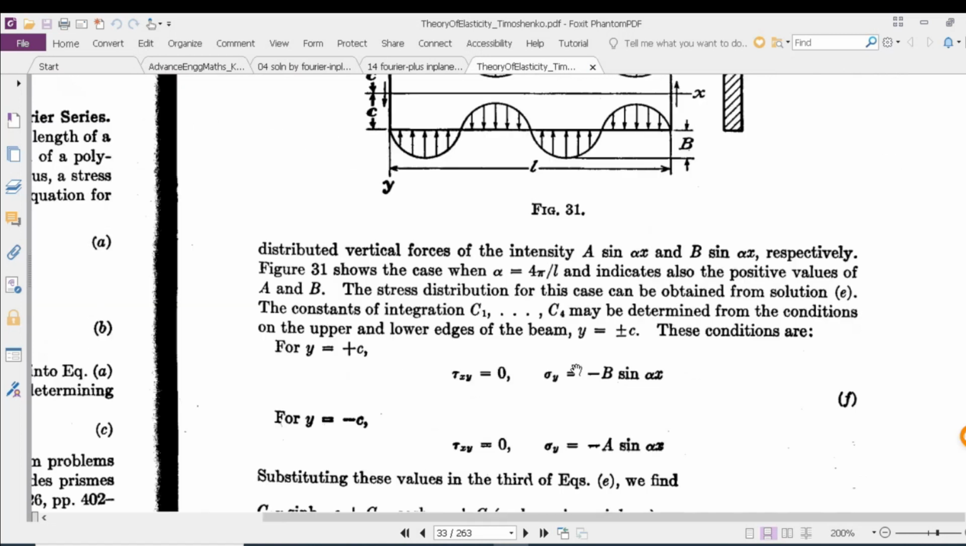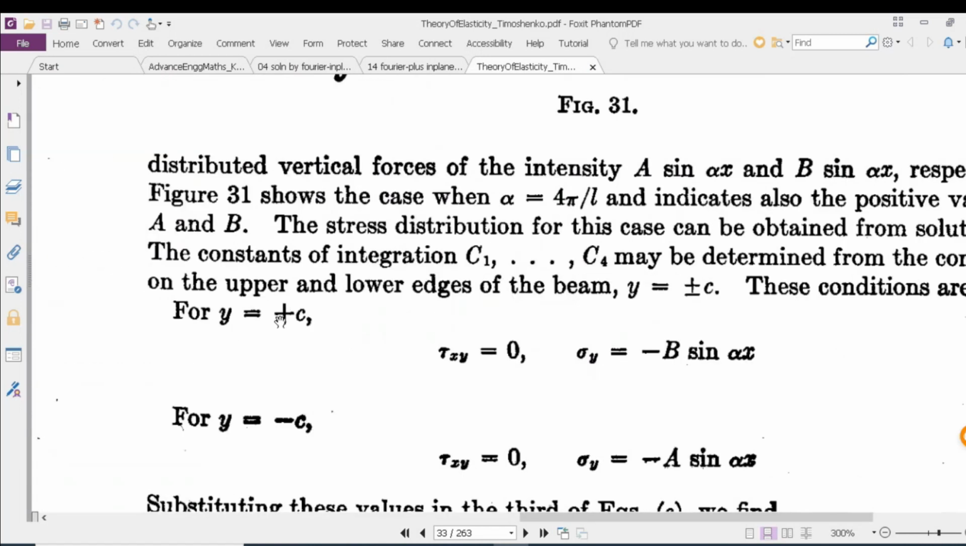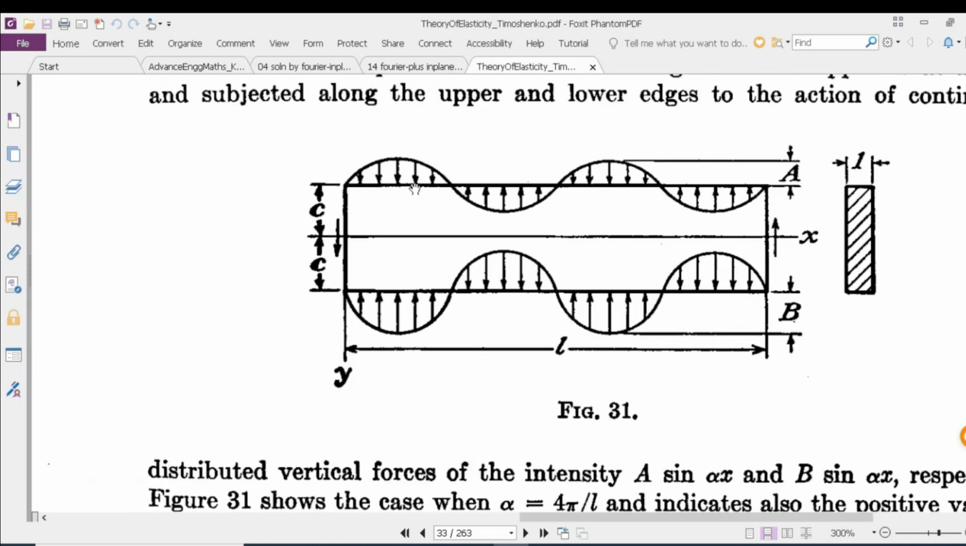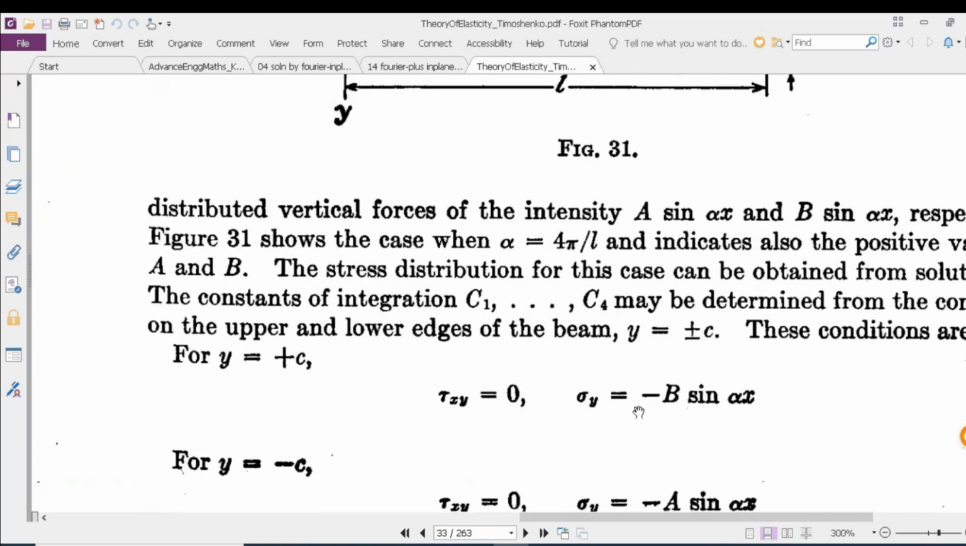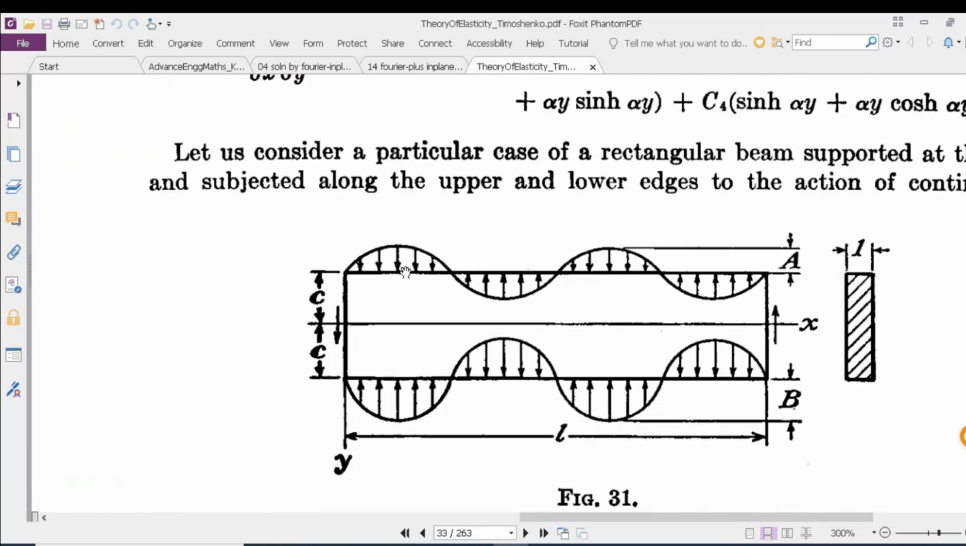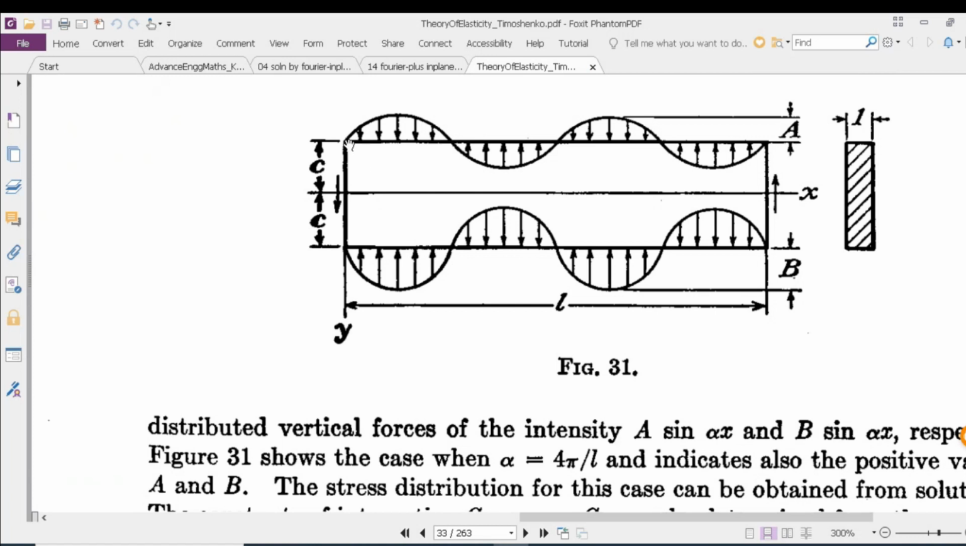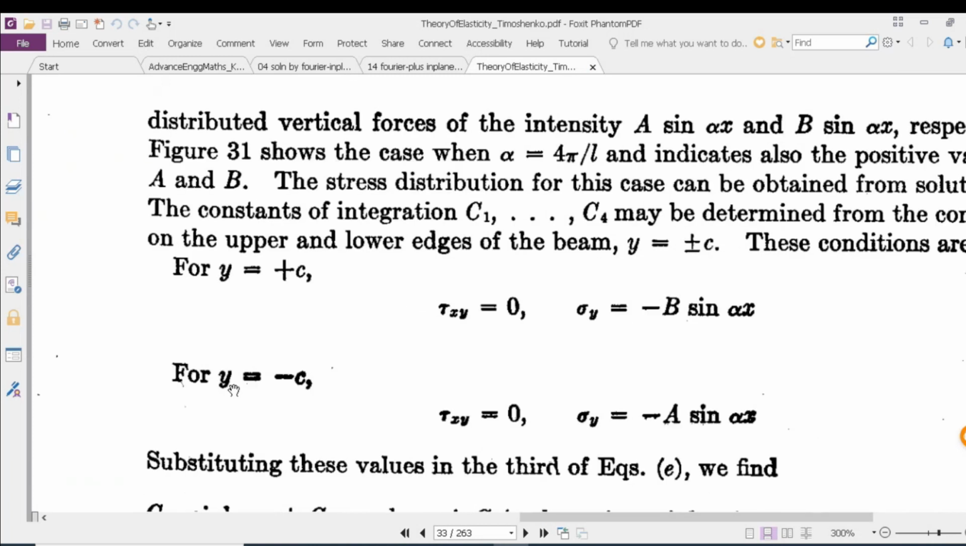So the first boundary condition is that at y is equal to plus c, tau xy is equal to 0. Thus, there is no shear at y is equal to plus c, and sigma y is equal to minus b sine alpha x. The reason sigma y is taken minus is because during the first half of the sine wave, we have got compression, and according to our convention, tension is considered positive. Similar argument applies at y is equal to minus c, i.e. we have tau xy equal to 0 and sigma y equal to minus a sine alpha x.